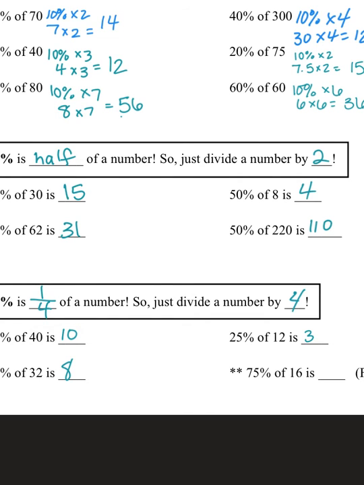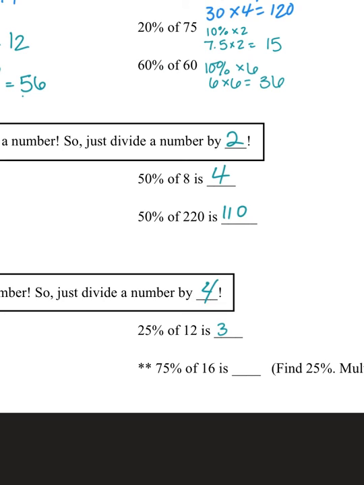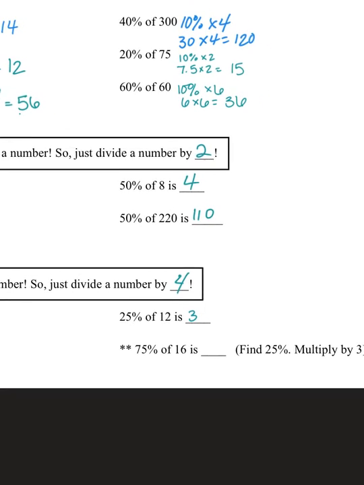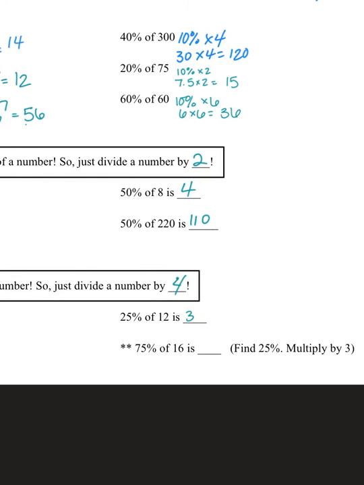Now here's a trickier one. 75% of 16. Well, let's think of quarters. What's 1/4 of 16? 4. But I have 75%, not 25%. So I'm just going to multiply that by 3 to get the 75%. So that's going to be 12.